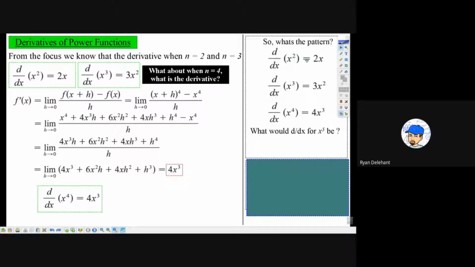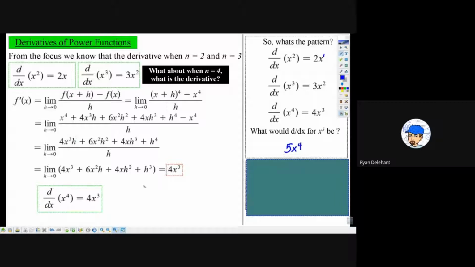So the derivative of x squared is 2x. The derivative of x to the third is 3x squared. The derivative of x to the fourth is 4x to the third. And what we're seeing here is that the power that we start with up here becomes the coefficient, and the power on our x is actually reduced by 1 every time we find the derivative. So following that pattern, the derivative for x to the fifth should be 5x to the fourth.